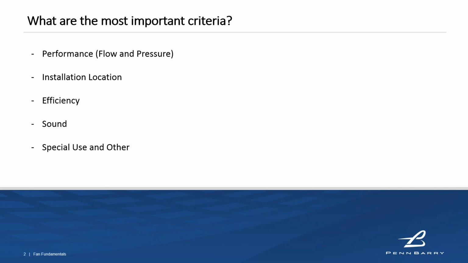So what kind of criteria do we use when we're saying which is the right fan? The first one is going to be the performance, and by that I mean the flow and the pressure, whether you call it CFM or liters per second, and pressure, inches water column, pascals, whichever. If the fan that we select doesn't do the right performance, it's worthless to you. The second most important criteria, I believe, is where are you going to install this fan? Because there are a lot of different mounting configurations, and that's pretty important.